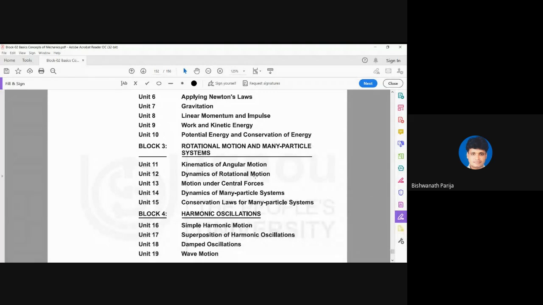Everyone go through this. It is available on your IGNOU site. You download all these 4 blocks, and for the coming class tomorrow, everyone go through this rotational motion and many-particle system. Then come.